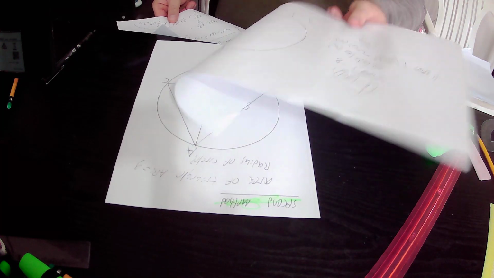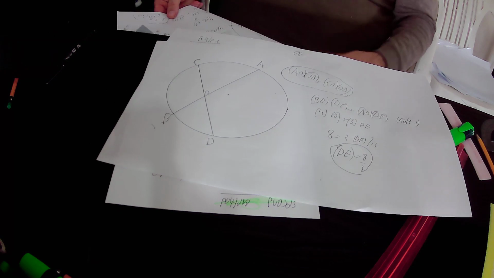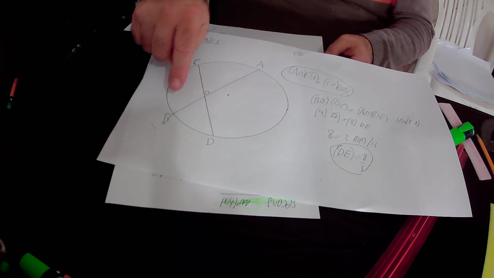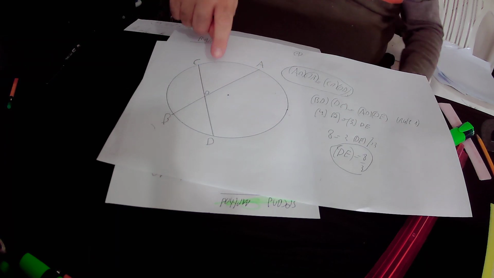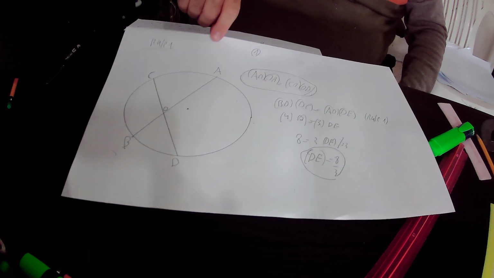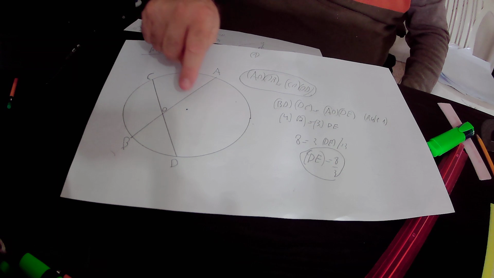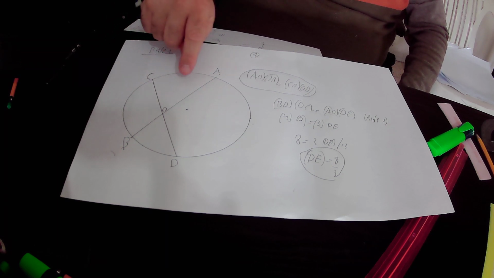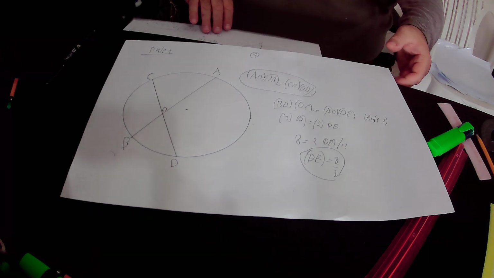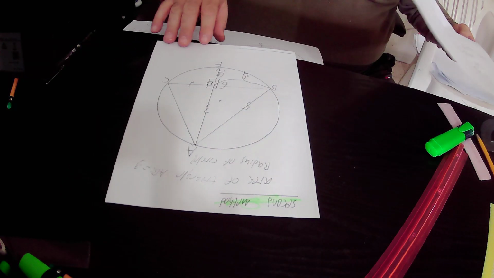What is rule number 1? According to rule number 1, if chord AB intersects with chord CD at point O, then the following equation is true: AO times OB equals CO times OD. Again, AO times OB equals CO times OD. We implemented rule number 1 in our drawing.